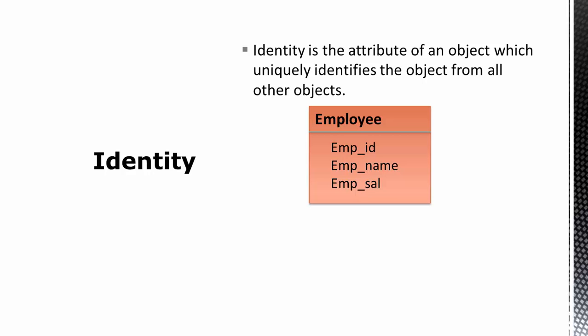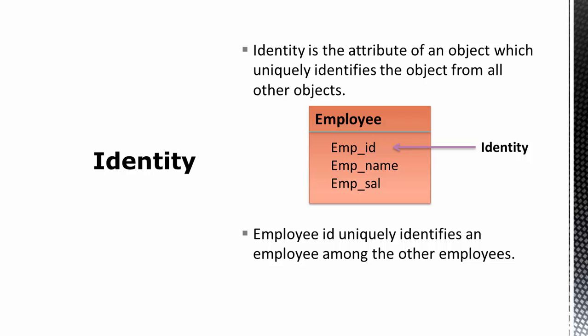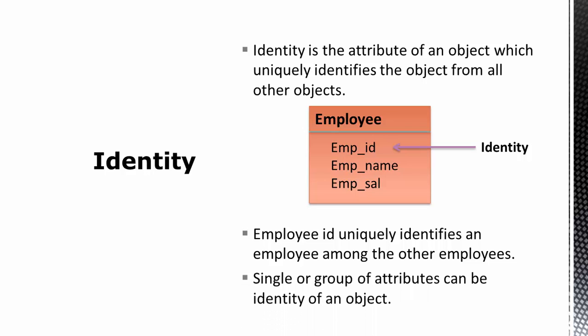The attributes can be employee ID, employee name, and employee salary. Now multiple employees can have the same name or the same salary but can never have the same employee ID. So the value of the employee ID attribute will uniquely identify one employee from the other employees. Single or group of attributes can be the identity of an object.